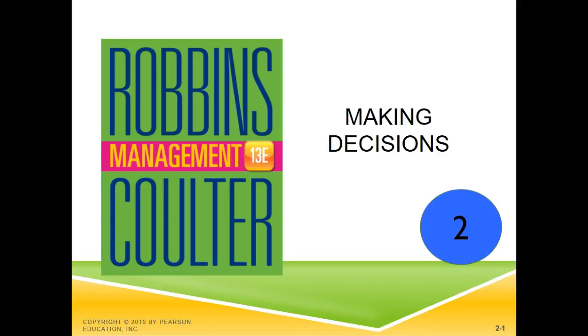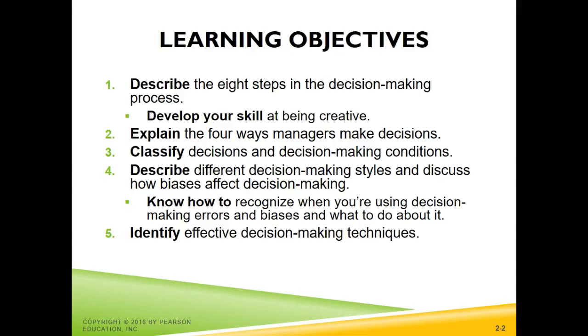So first, we'll cover the learning objectives of Chapter 2. And that's describe the 8 steps in the decision-making process. We're going to develop our skill of being creative. And we're going to explain the 4 ways managers make decisions. We're going to classify decisions and decision-making conditions.